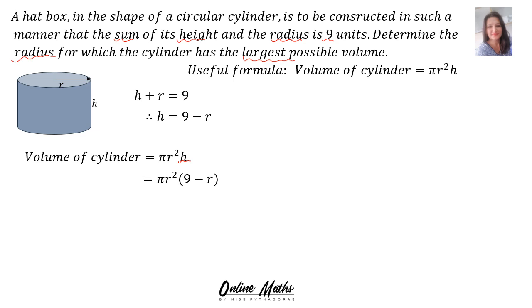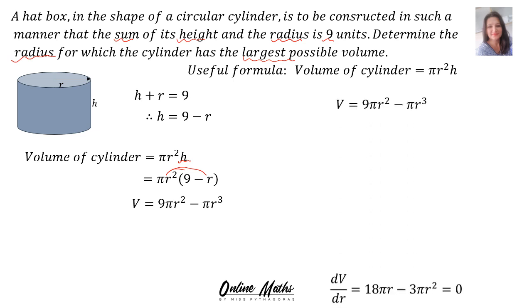Now in the next step we will multiply in the pi r squared and we end with 9 pi r squared minus pi r cubed. And now we have a formula for the volume that we're going to maximize. Therefore we will find the derivative. There's the formula. dV over dr is equal to 18 pi r minus 3 pi r squared is equal to 0.